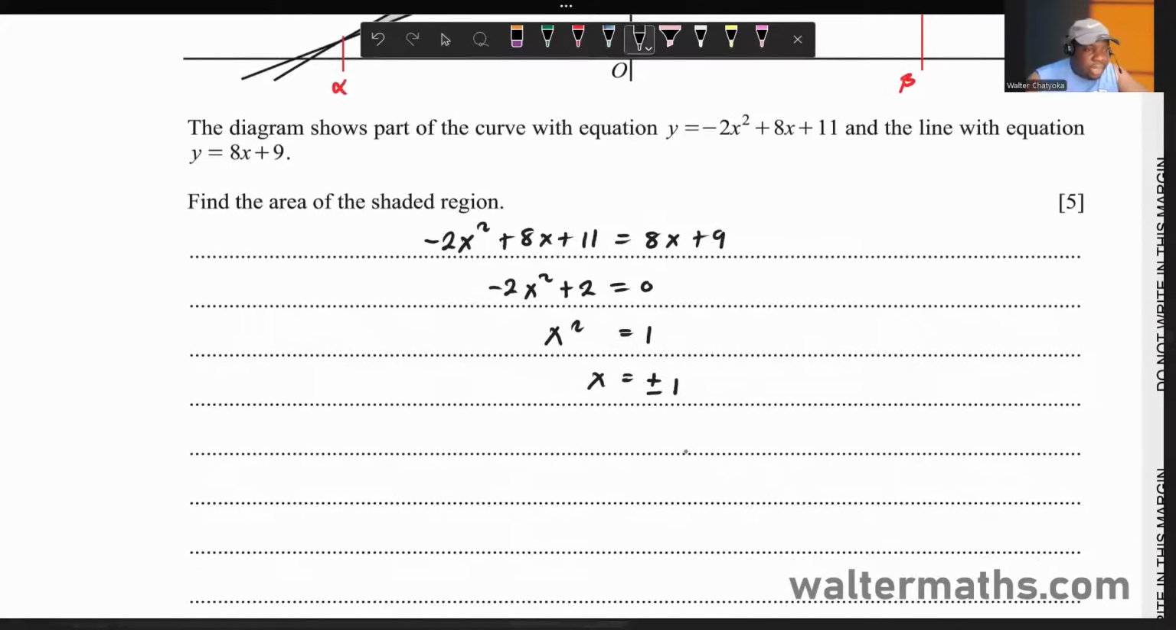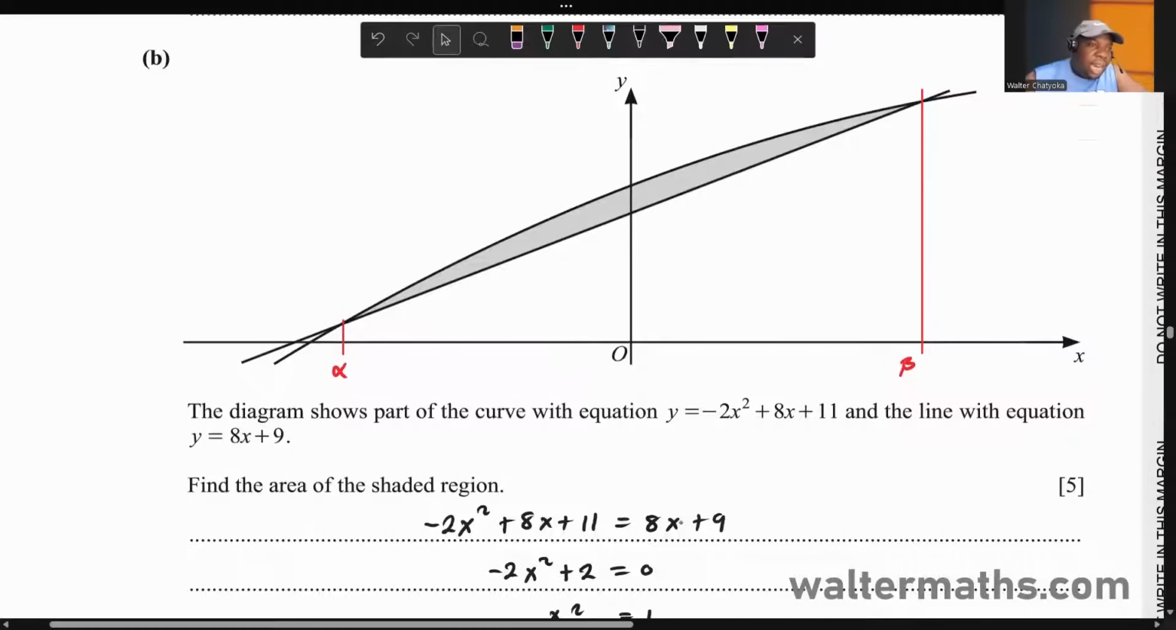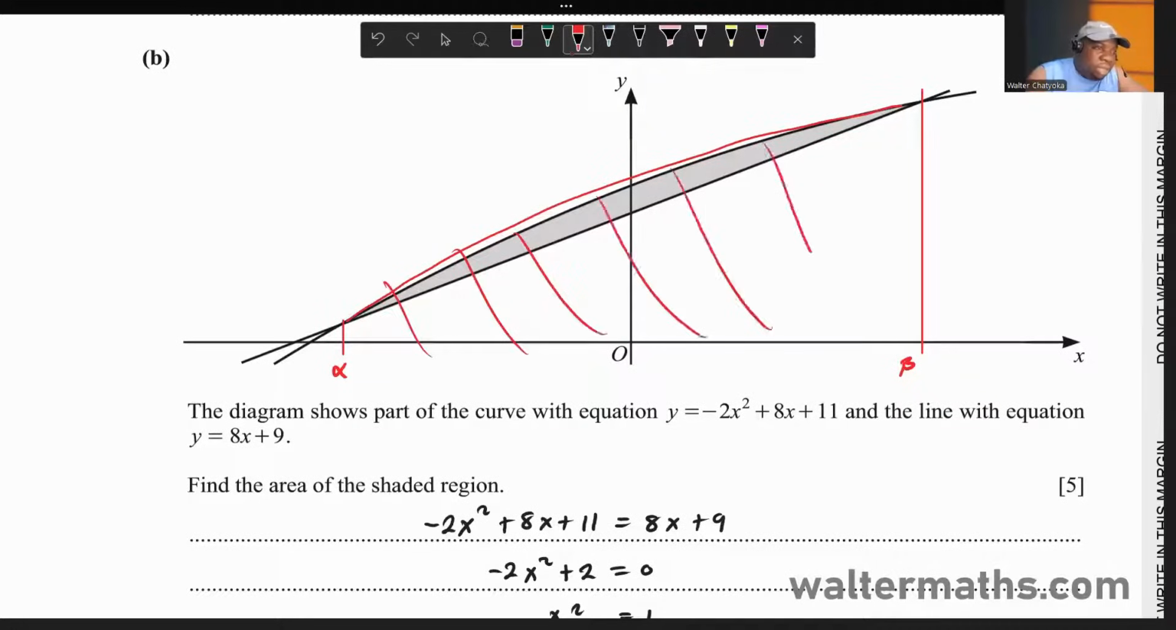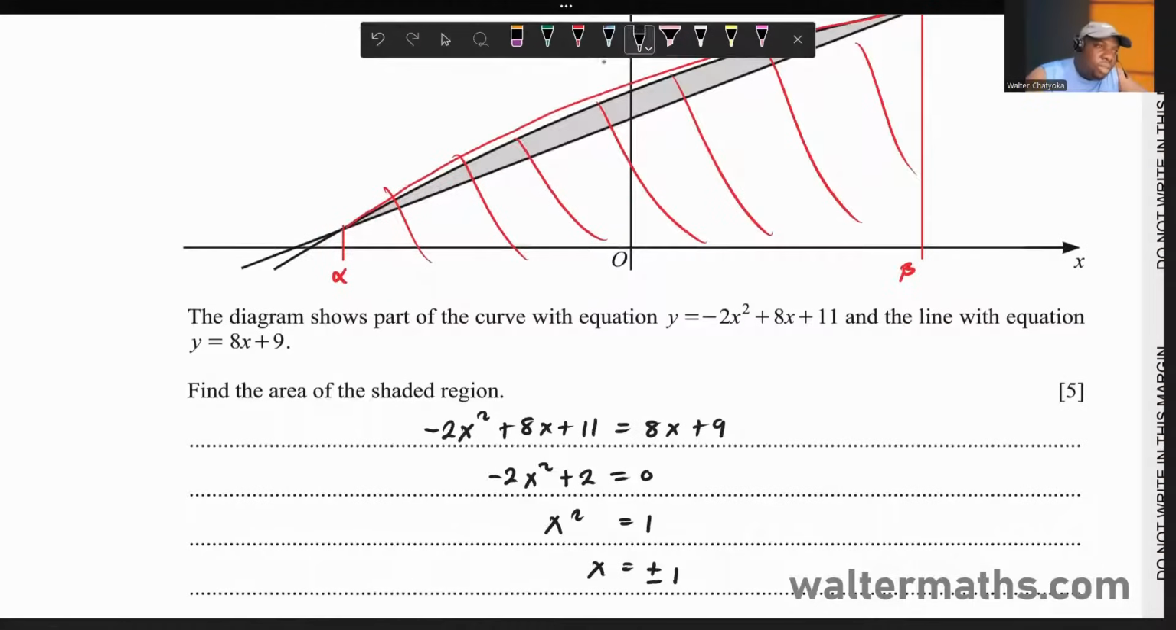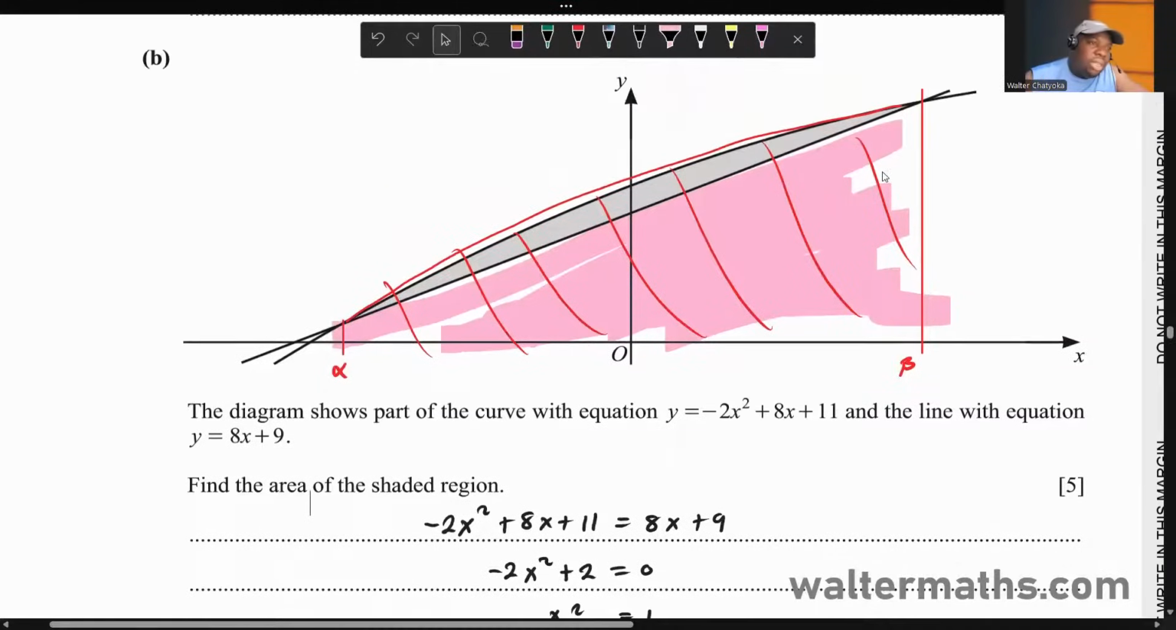Now, to get the area, we are going to integrate from -1 to 1 the whole area under the curve, this curve. So it means we're going to find the whole area here, which is the integral of -2x² + 8x + 11 with respect to x. And we subtract from it the integral from -1 to 1, so we are subtracting now the area under the triangle here to get the shaded area.